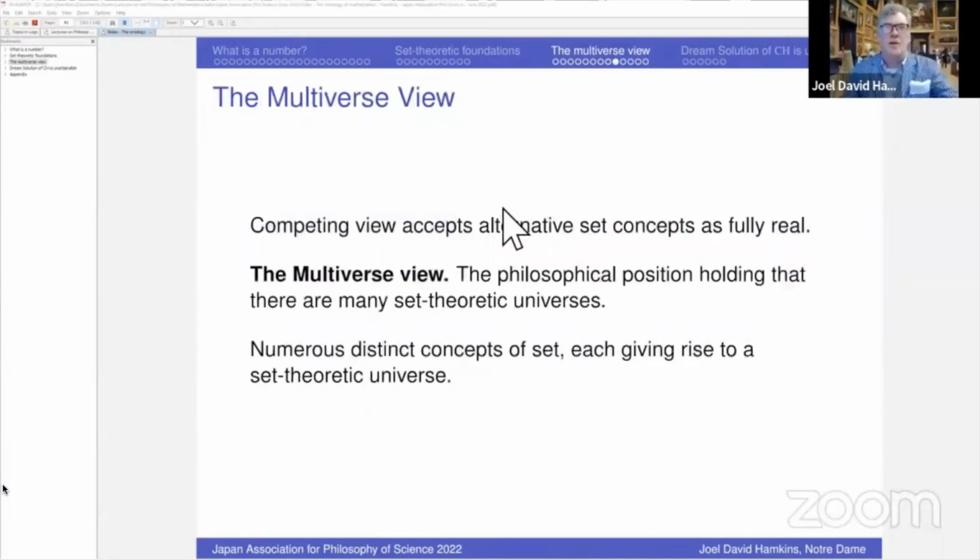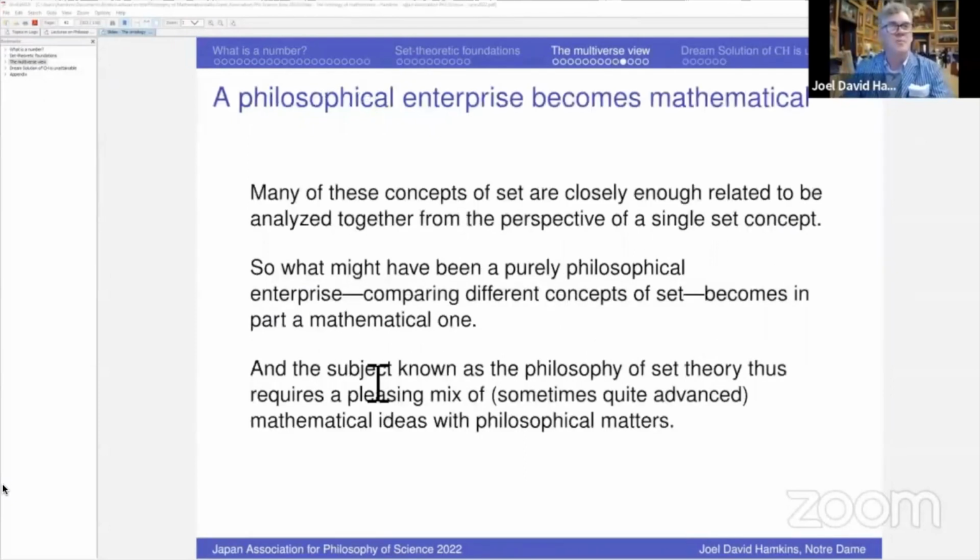So, okay, the multiverse view, what I call the multiverse view, is a pluralist view, and it accepts alternative set concepts as fully real. All of those artificial universes are actually real universes, according to the multiverse view. So this is the philosophical position holding there are many set theoretic universes. There are numerous distinct concepts of set, each giving rise to a set theoretic universe. So many of those set concepts are closely enough related to be analyzed together from the perspective of a single set concept.